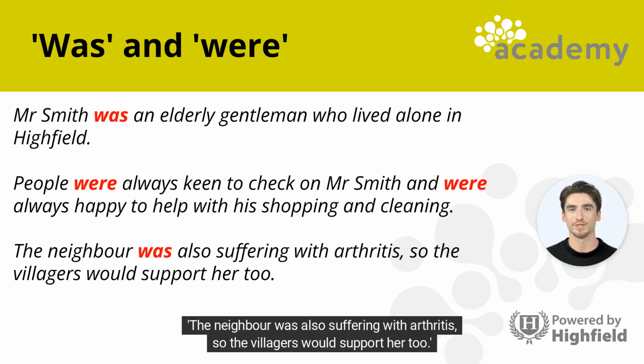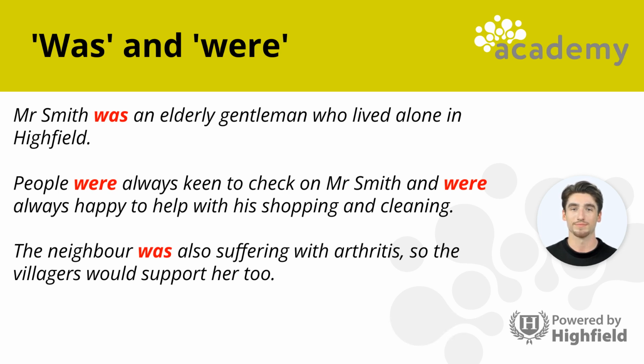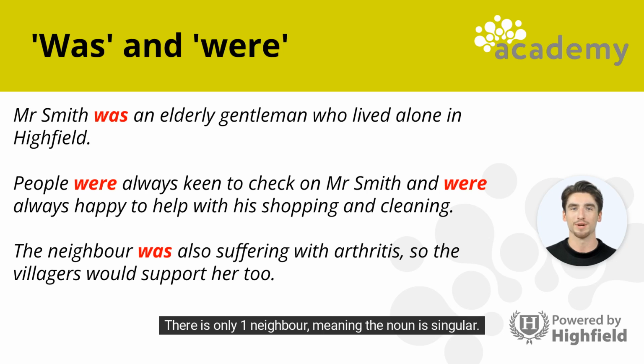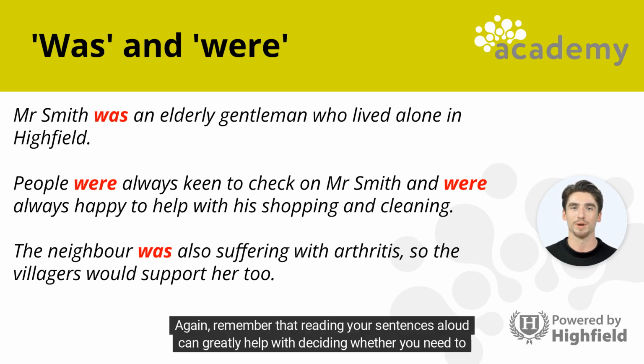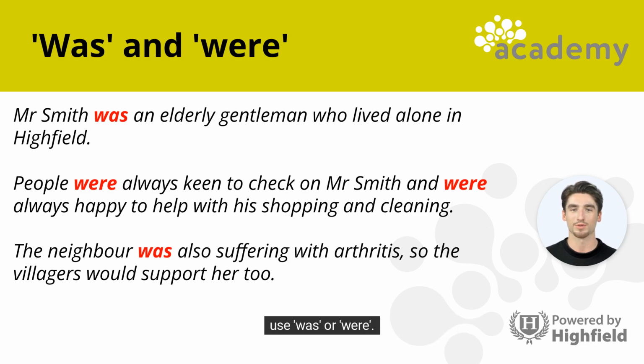The neighbor was also suffering with arthritis, so the villagers would support her too. There is only one neighbor, meaning the noun is singular. Therefore, we need to use was. Again, remember that reading your sentences aloud can greatly help with deciding whether you need to use was or were.